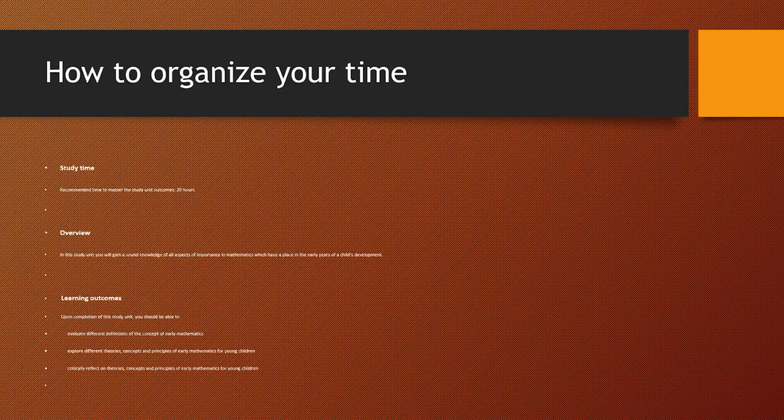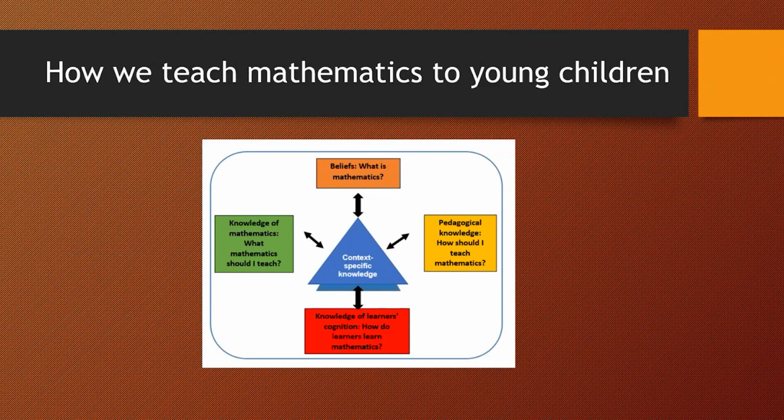You need to look at the learning outcomes because those are going to guide you as to what is going to be assessed in each of the different assessments. You should be able to, on completion, evaluate different definitions of the concepts of early mathematics. You need to be able to explore different theories, concepts, and principles of early mathematics for young children. And you also need to critically reflect on theories, concepts, and principles of early mathematics for young children.